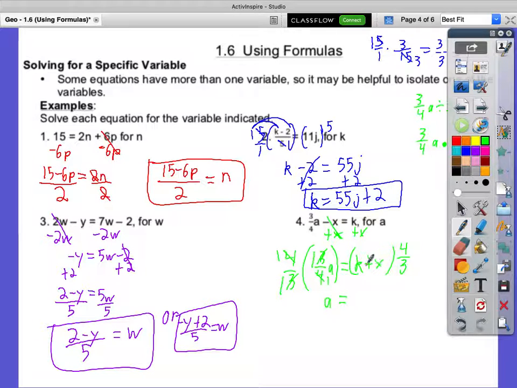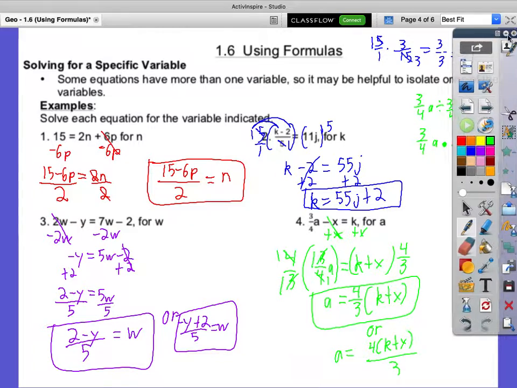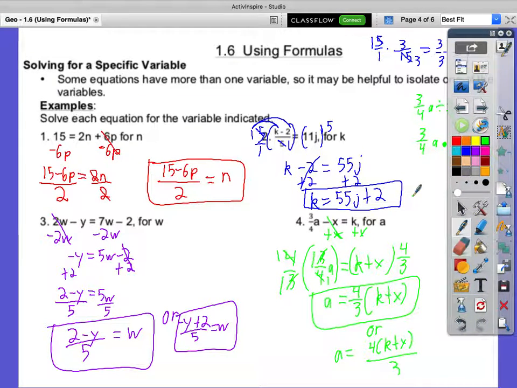Okay, 4/3 times K plus X. You can write this in one of like 3 or 4 or 5 different ways, and I'm fine with any of them. You can write it just like this, and I'm super okay with that. Because it's a fraction, I'm super okay with that. Now, if this was just 4 and not 4/3, I want you to distribute. If it's a fraction, I don't care. You can do it like this. You can also write it like this if you want, and put it over 3.